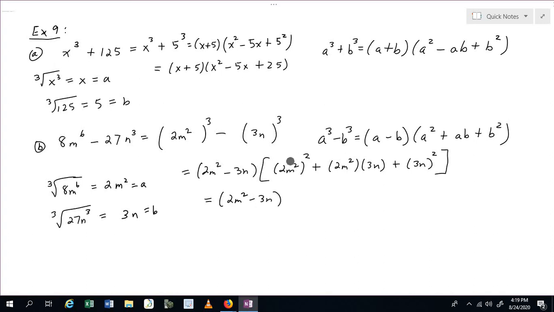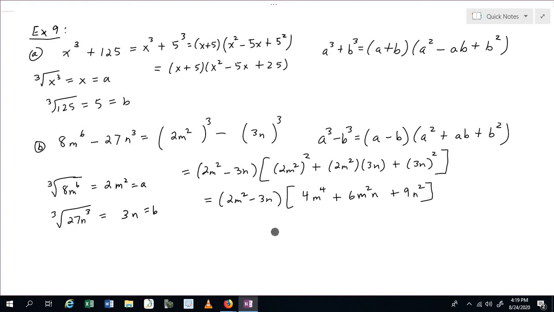So when you square this, remember you can square each of these individually. So 2 squared would be 4. And then m squared squared, you would multiply exponents, and that would be m to the 4th. And then rearranging the order here, 2 times 3 is 6, and then you have m squared times n. And then again, you could square each of these individually. 3 squared is 9, and n squared is n squared. And so that's how this factors.